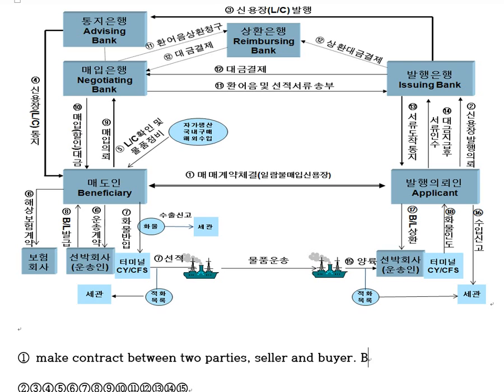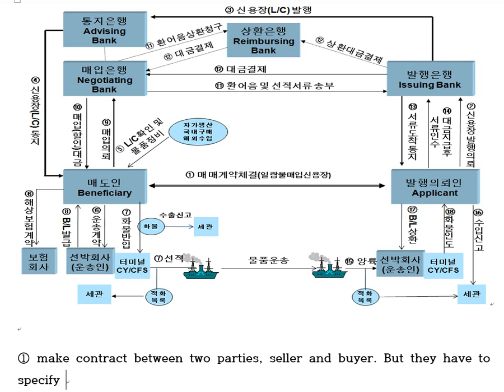Okay, but they have to specify the payment method. Okay, the payment method. Understand? They have to decide the payment method. So they decided by LC, letter of credit. LC is the initials, and the full name is letter of credit.